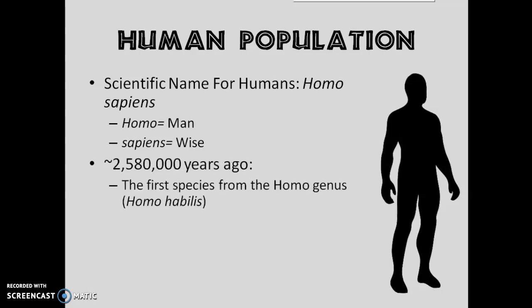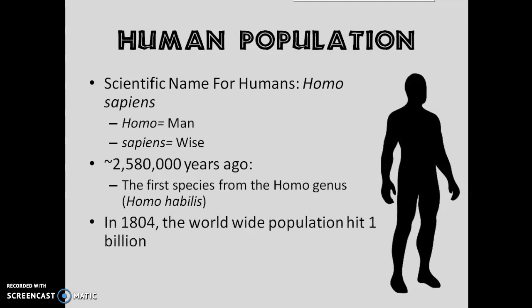Okay. Now, humans showed up about 2 million years ago, 2,580,000 to be more exact, and that's when we first see the first species of humans. However, it is not the Homo sapiens that we are today, it was a Homo habilis. Okay, so it was one of the first ones that we saw at this time.